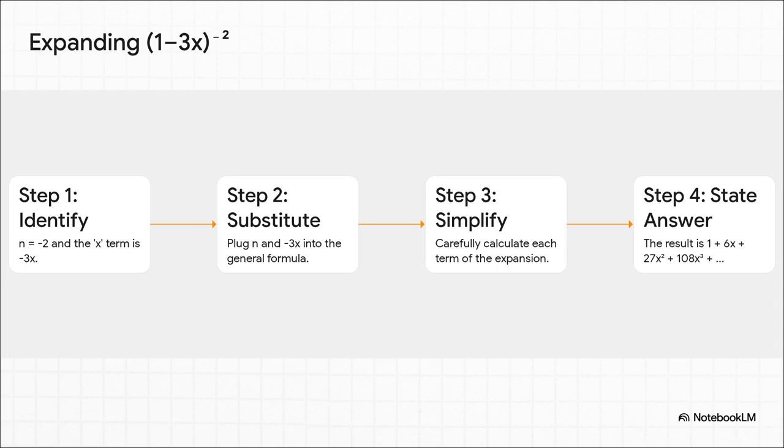The process here is always going to be the same. First, you identify your pieces. In this case, our power n is -2, and the thing taking the place of x in our formula is actually -3x. You have to take the whole thing. Then we plug those values into the formula we just looked at. A little pro tip: use brackets around that -3x. It's a simple habit that will save you from so many headaches when you're squaring or cubing a negative term. After that, it's just a matter of simplifying carefully to get our final result.